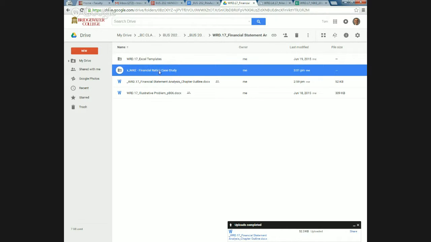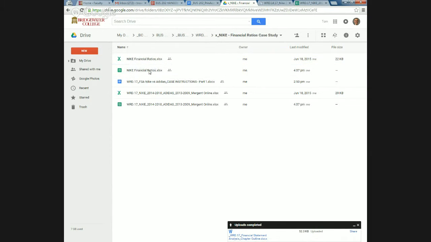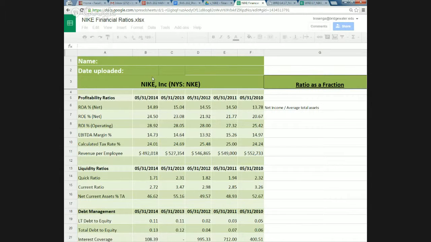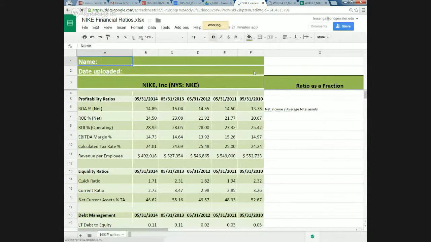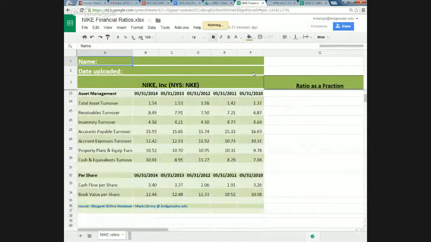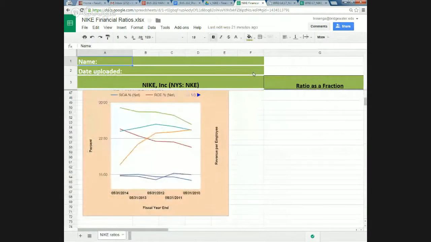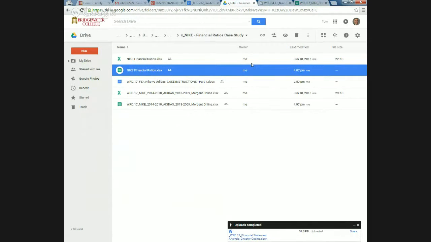Also, what you have in Chapter 17 is a Nike case study. And with this particular Nike case study, there are a series of ratios that are available, and oftentimes business people will use these ratios and sometimes even draw a chart of them so that they can very quickly see how the company is performing.